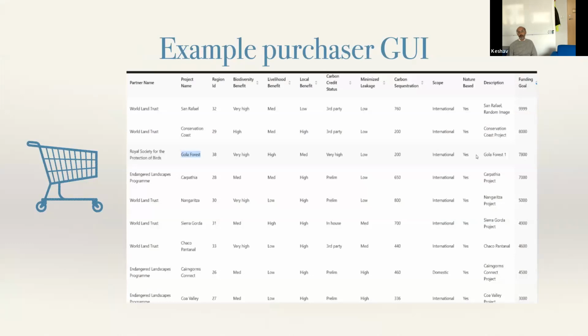It's an example of what a purchaser GUI might look like. This is a mock-up that we did where you're showing the partner's name, what project they have, and we're looking at the biodiversity benefit, the livelihood benefit, the local benefits, the carbon credit status, etc. It's like you go to a shopping cart at Amazon. People go to the shopping cart in this GUI and say, well, I'd like to buy so many tons of carbon from this project, and click on it, and then in the back end everything happens in the blockchain, and we make sure that there's no double counting.